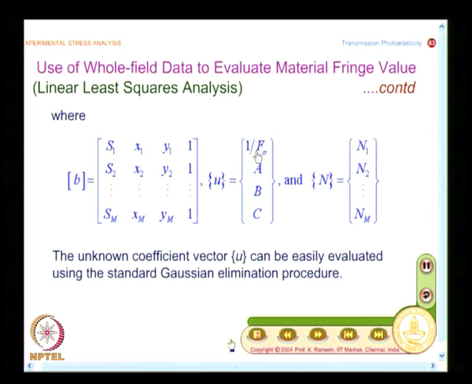And if you look at the vector u, I have 1 by f sigma, I have A, B, C, these are all the 4 unknowns, and the vector n is nothing but fringe order at several points. So, experimentally I need to find out the fringe order at several points and its associated coordinates, that is all I have to find out experimentally.